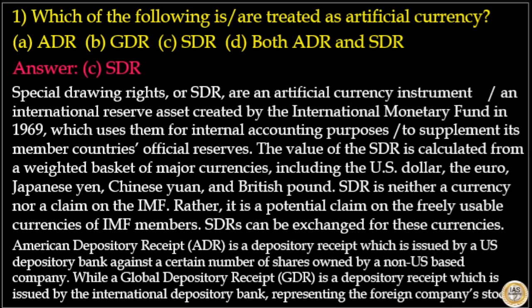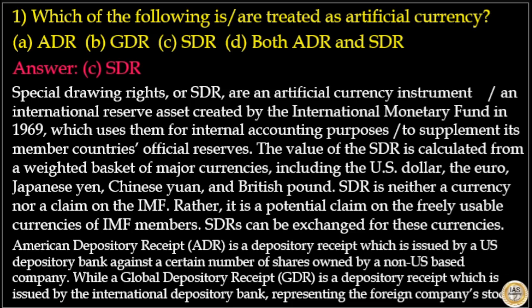Special Drawing Rights or SDR are an artificial currency instrument or an international reserve asset created by the International Monetary Fund in 1969, which uses them for internal accounting purposes or to supplement its member countries' official reserves. The value of SDR is calculated from a weighted basket of major currencies including US dollar, euro, Japanese yen, Chinese yuan and British pound. SDR is neither a currency nor a claim on the IMF.